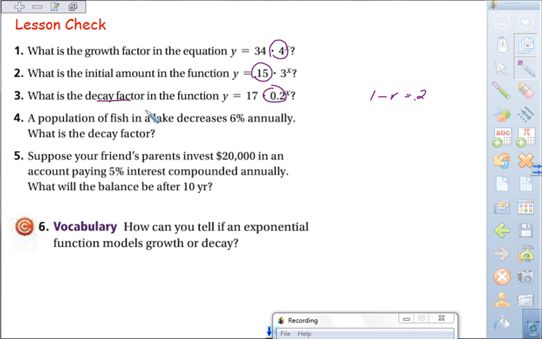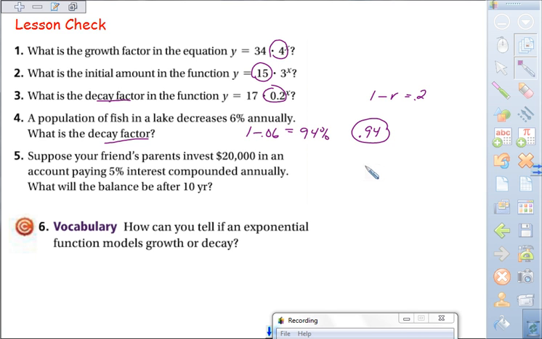Number 4, a population of fish in a lake decreases 6% annually. What is the decay factor? So what number do we plug into the equation? Is it 6 or 1 minus 6? 1 minus 0.06. So we lose 6%, but we keep 94% of our population. So in the equation, it would be 0.94.